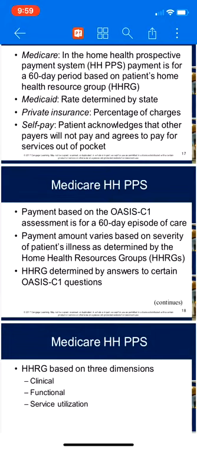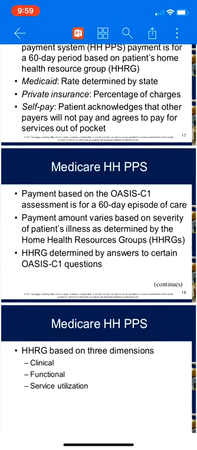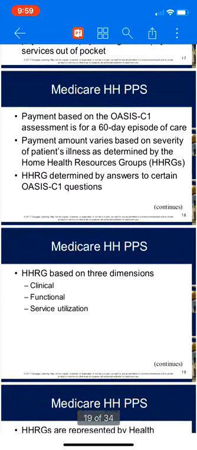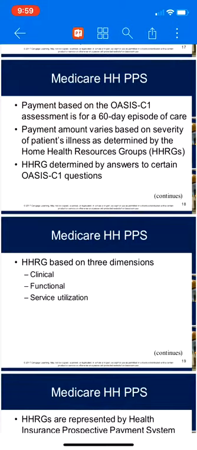This assesses the patient's ability to perform activities of daily living, or your ADLs, such as dressing, bathing, toileting, transferring, and ambulating safely within the home setting. And these areas carry more weight depending on the number of therapy visits the patient is projected to receive. Then we have service utilization. This is our third. This determines the level of service that the patient is likely to need based on the number of therapy visits received during the episode of care.